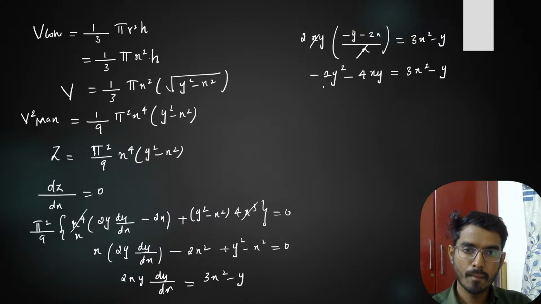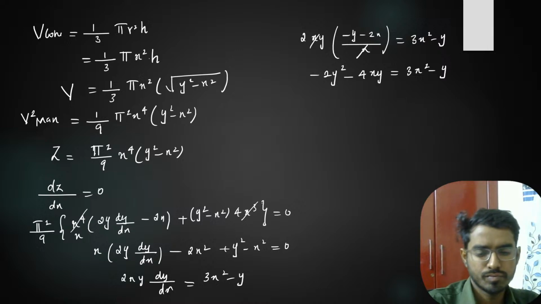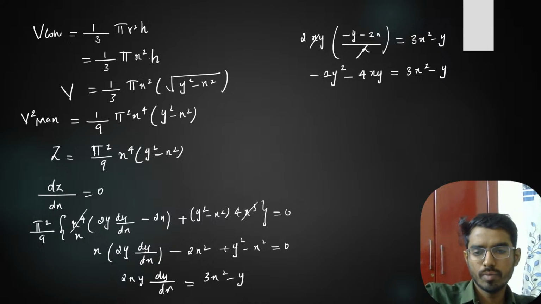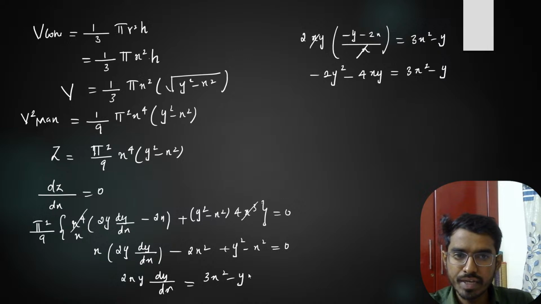What we have now? 4xy. Everything is clear up to now. Is there any mistake I have made somewhere? Okay, okay. Here I think it is y square.